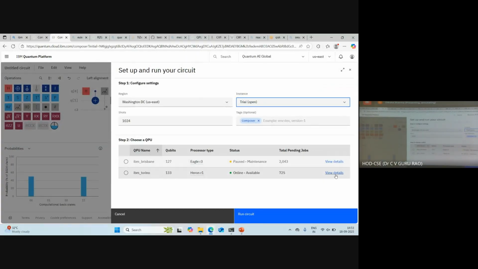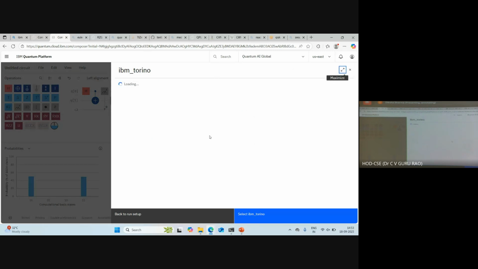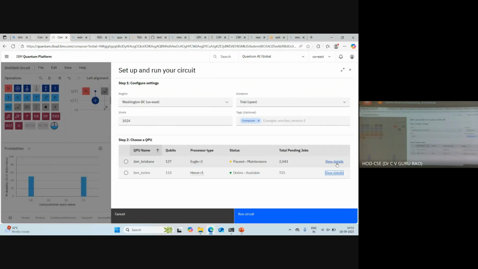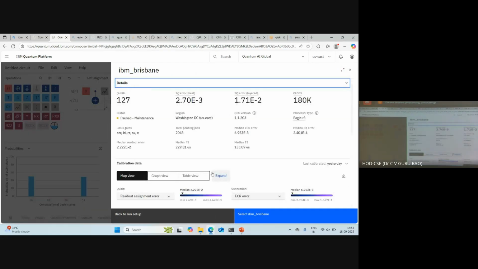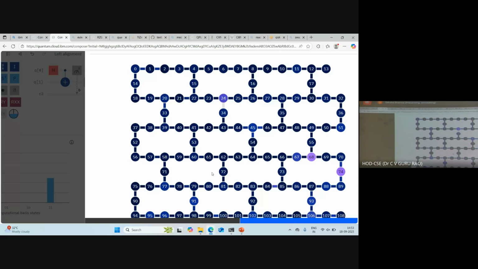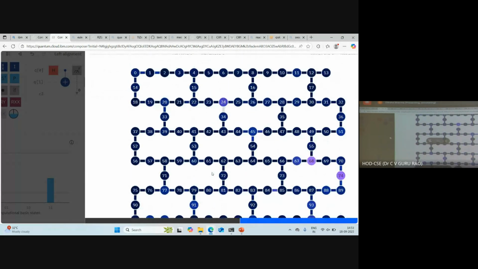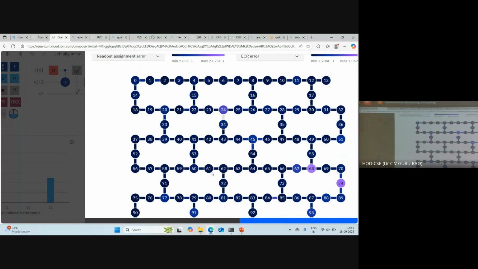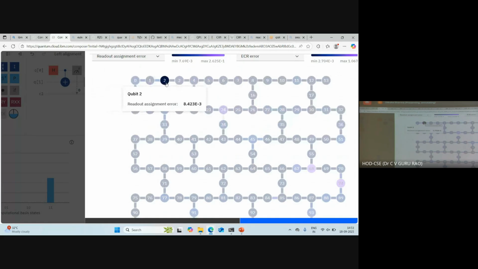Now if we go into details of one of the systems, let's see this one, Brisbane. This particular map, today Kapil sir has shown you. This is the map. It shows how the qubits are interconnected. So 0 is connected to 1, 1 is connected to 2, but 1 is not connected to 19.